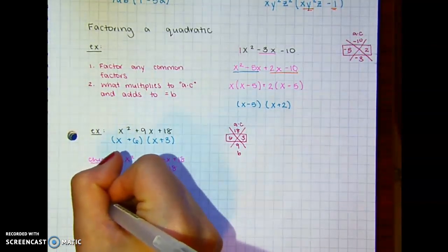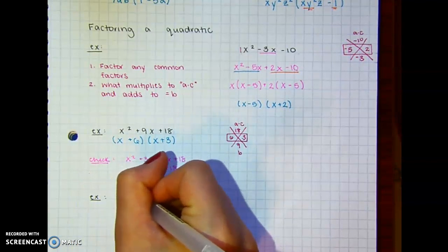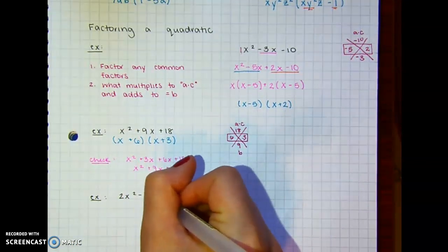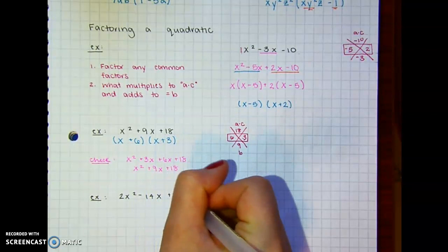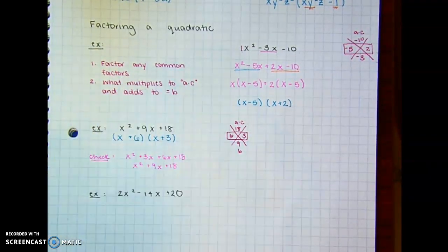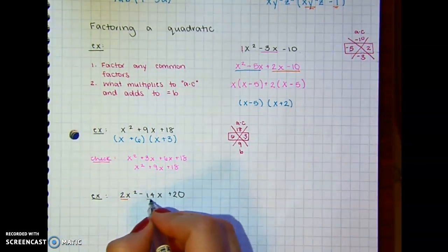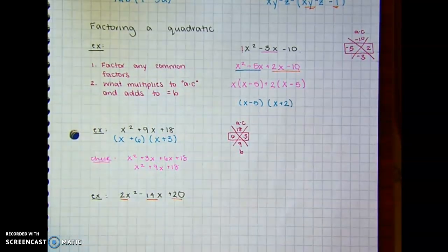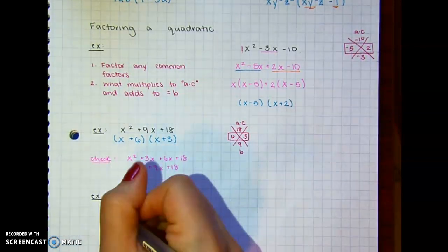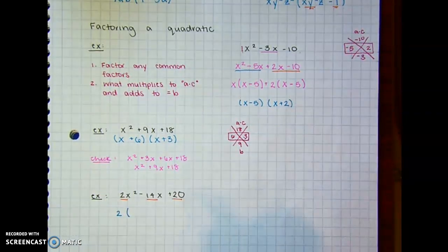Let's do another example. 2x squared minus 14x plus 20. So remember what I said? First step is factor any common factors. And if we look here, 2x squared minus 14x plus 20, these are all divisible by 2. So the first thing you're going to do is put the 2 on the outside and then divide.